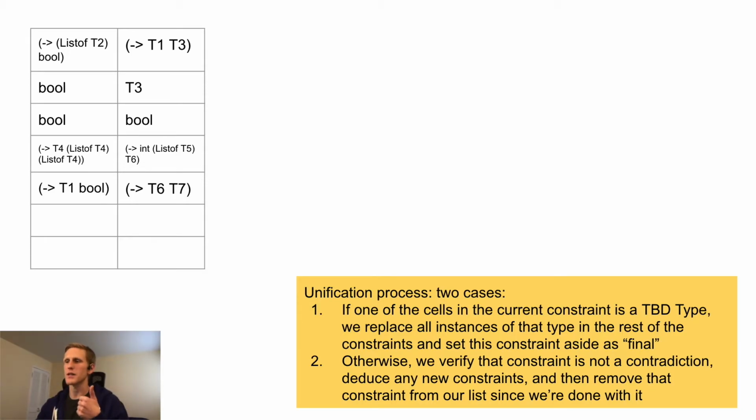In the case where neither one is a to-be-determined type, we will just verify that the constraint is not a contradiction. We will deduce any new constraints that we can figure out from this one. And then we just remove it from our list because we're done processing it.